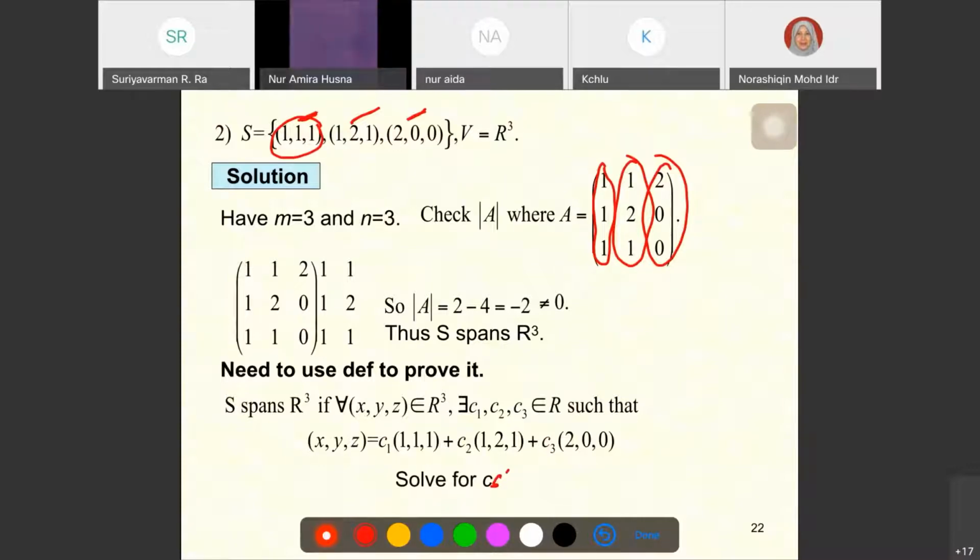Okay, as usual, what is the equation? We have C1 plus C2 plus 2C3 equal to x. C1 plus 2C2 equal to y. C1 plus C2 equal to z.